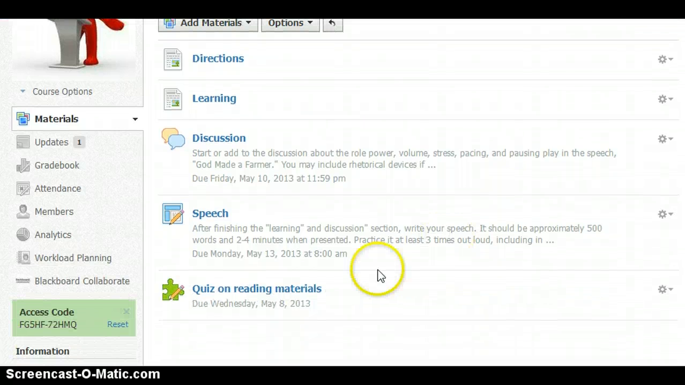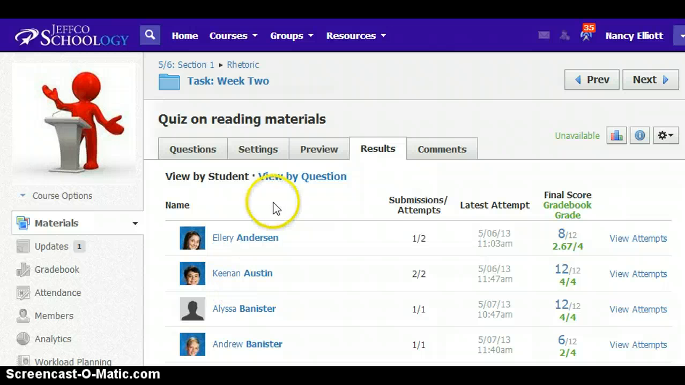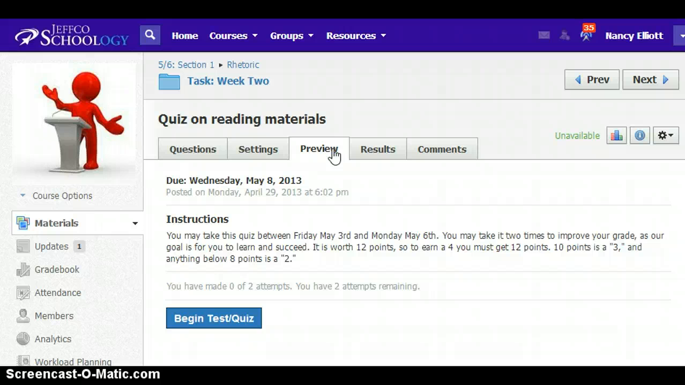And I can also put a quiz in here, and so they can take a quiz online, and the quiz will tell me how many times they took it. I will often give them more than one chance to take it. And so there's the instructions. They can also even comment if they want.